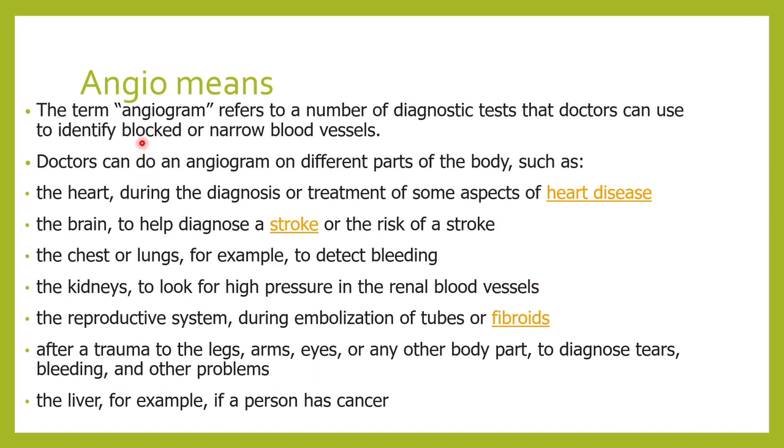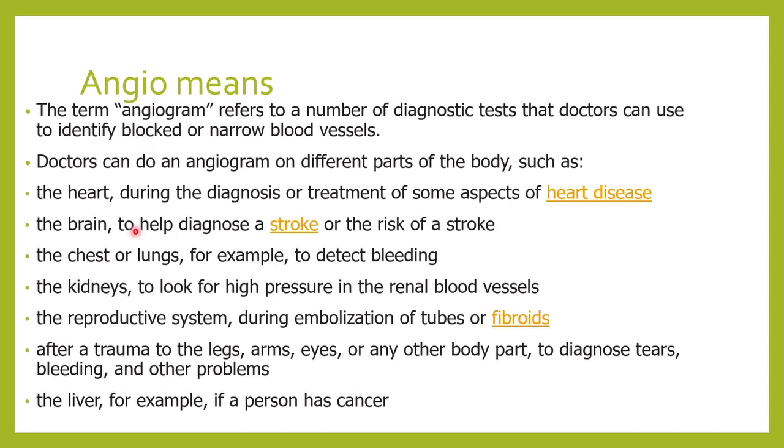So the term angiogram refers to the number of diagnostic tests which the doctors use to find out a blocked or a narrow blood vessels. So not that angiogram is only done for the blood vessels of the heart. It can be done on the blood vessels of various parts of the body. So especially we do this for heart disease, and when we say angiogram, people only think of heart. So whenever we do an angiogram, it need not just mean the heart. So we also do it for the other organs also.